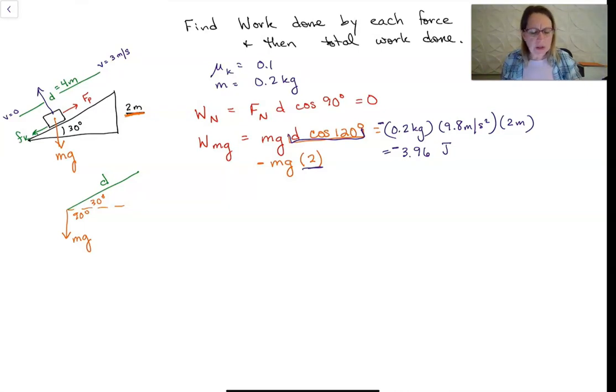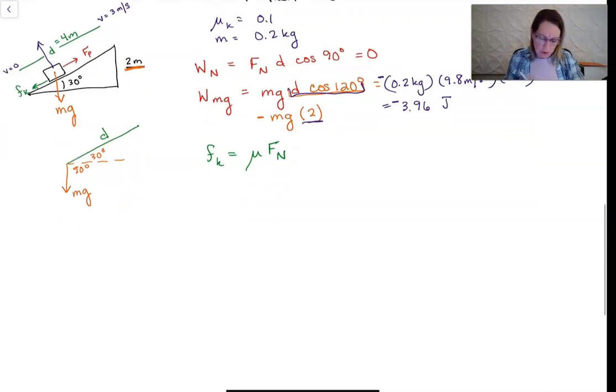Now we need to look at the work done by everything else. And so to find the friction, I think we can do this. The force of friction is mu times force normal. And the normal force is going to be, I think the only other force, if we do our force diagram, so let me set up our force diagram, I'll redraw that.